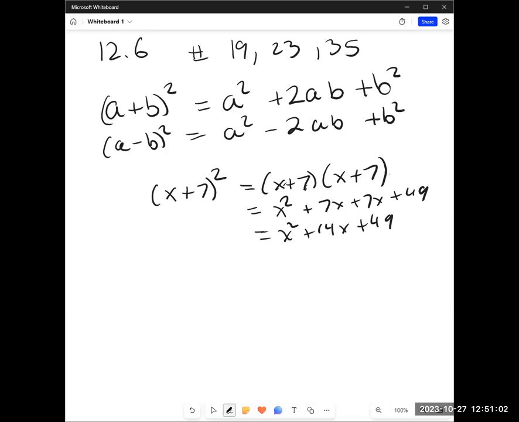So I could have started over here and in one step said it was a squared, which is x squared, then take these two numbers times each other, that's 7x, and then double it. That gives me 14x, and then 7 times 7 is 49, and I could be done in one step. So that's what this formula does for me, is it lets me expand this binomial squared in one step.